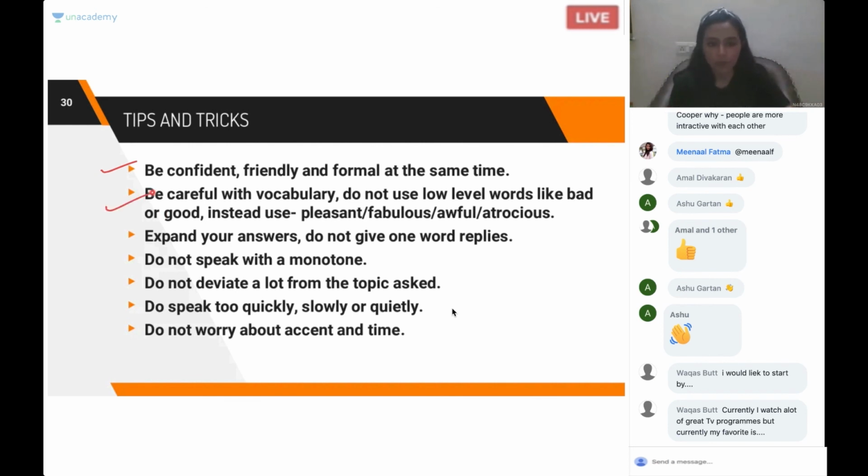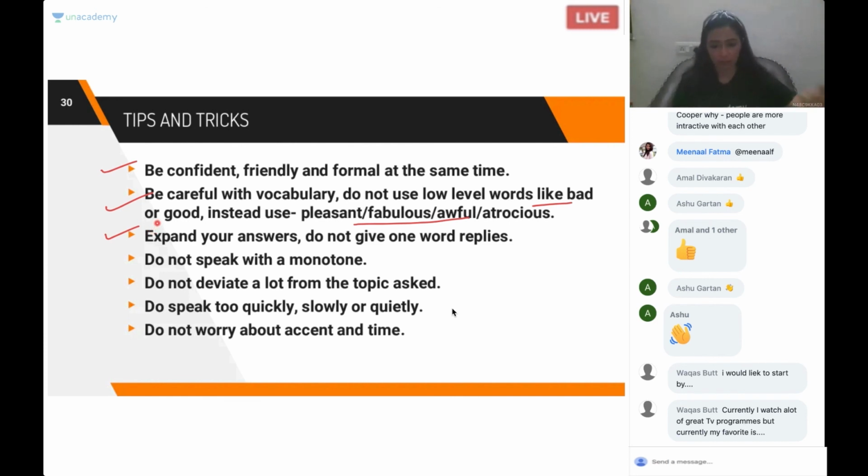It's just like that. Be careful with vocabulary. Do not use low level words like bad or good. Instead, you can use pleasant, fabulous, awful, atrocious. You do not need to go into very difficult words which you could fall over and mispronounce, but words that have a slight upper hand. Then you are supposed to expand your answers.